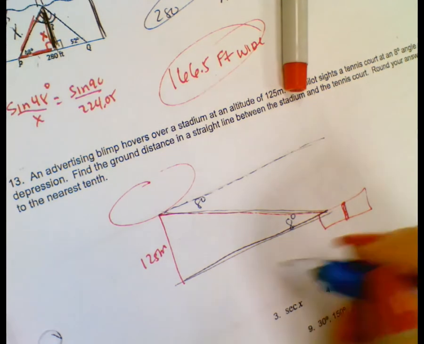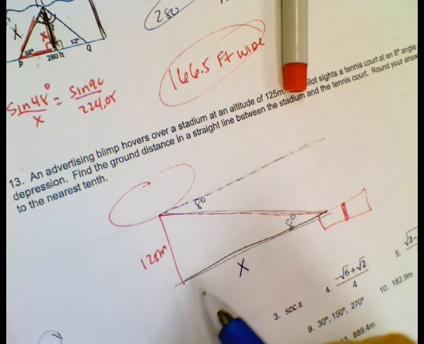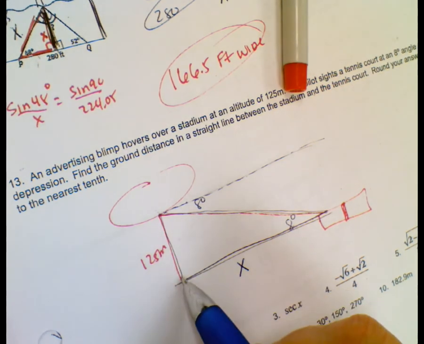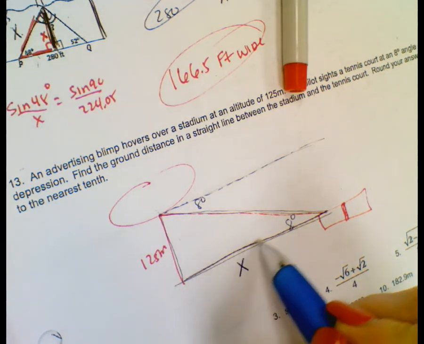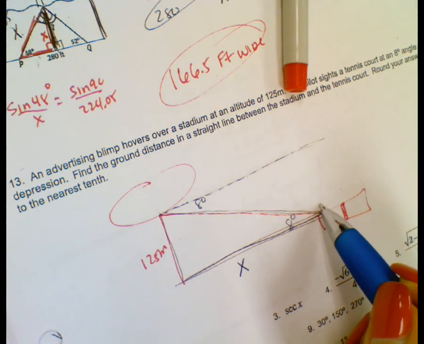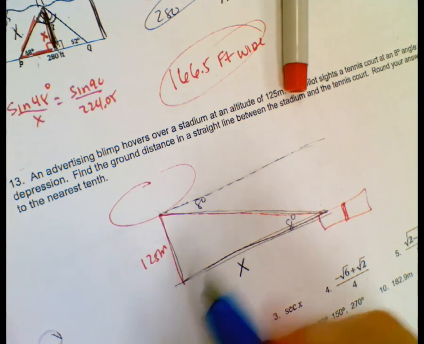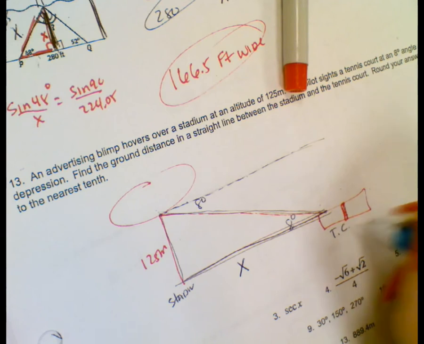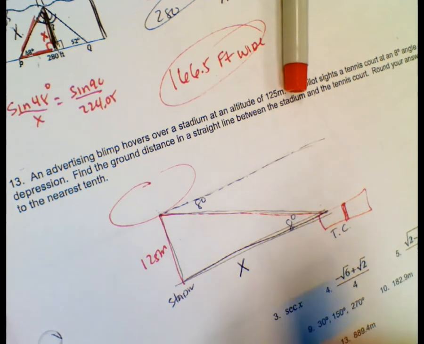Find the ground distance in a straight line. Find the ground distance, that's this, from where the blimp is hovering and the tennis court. So stadium and tennis court. So he's over a stadium. This is the stadium. And this is the tennis court. So find the distance between them. Round your answer to the nearest tenth. Do we have enough information?